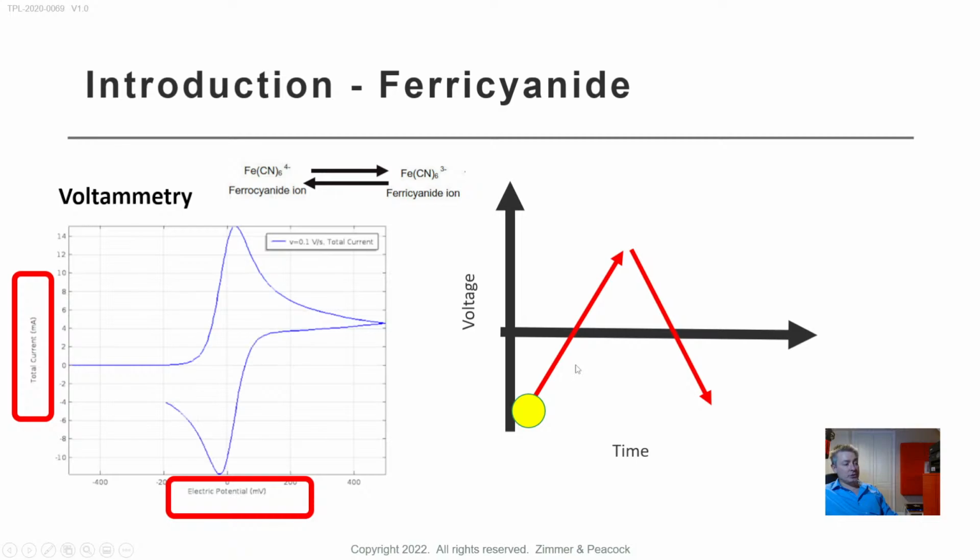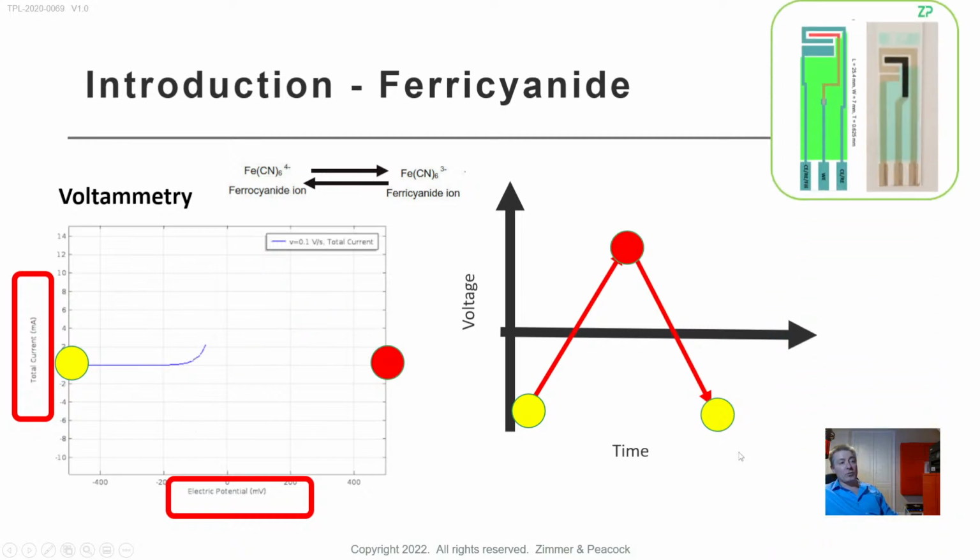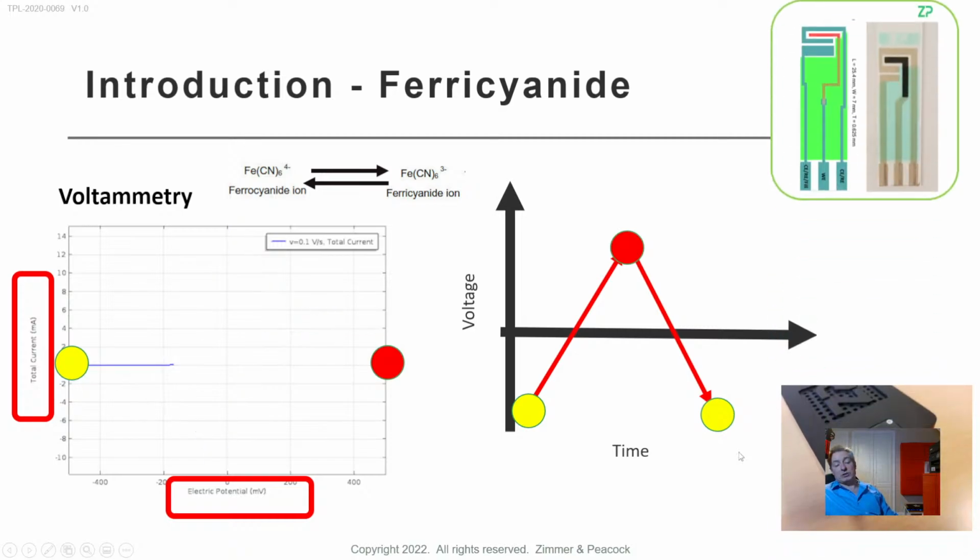And we have a starting voltage. In this case, the starting voltage is about minus 500 millivolts, and we go to a second voltage of about plus 500 millivolts, and we cycle back again. So that's the waveform. It's harder to explain than it is to actually do this experiment. This experiment is like a 2-minute experiment.